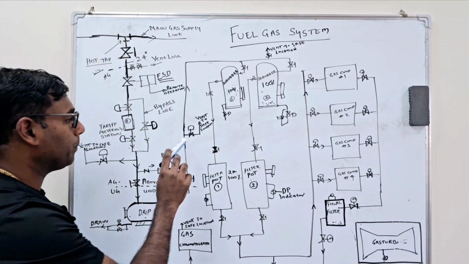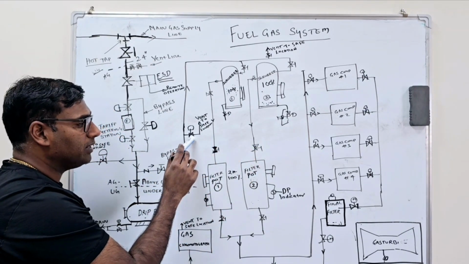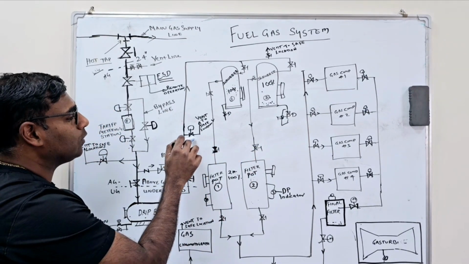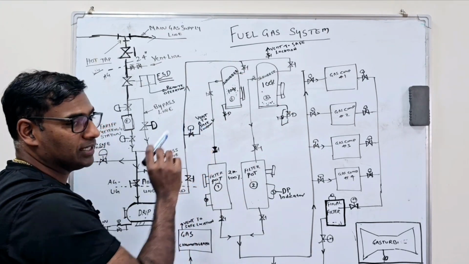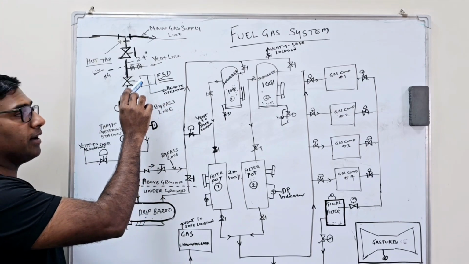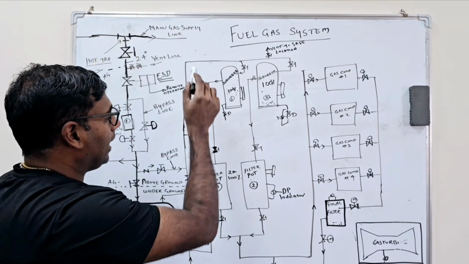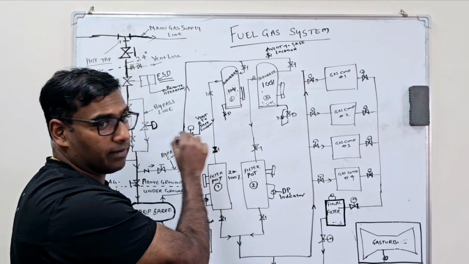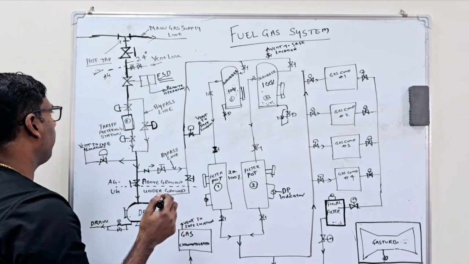At the same time, the control room can open this vent line and vent out the entire gas from the system to a safe location. So that's the purpose of this remotely operated emergency shut-off valve and emergency vent valve.